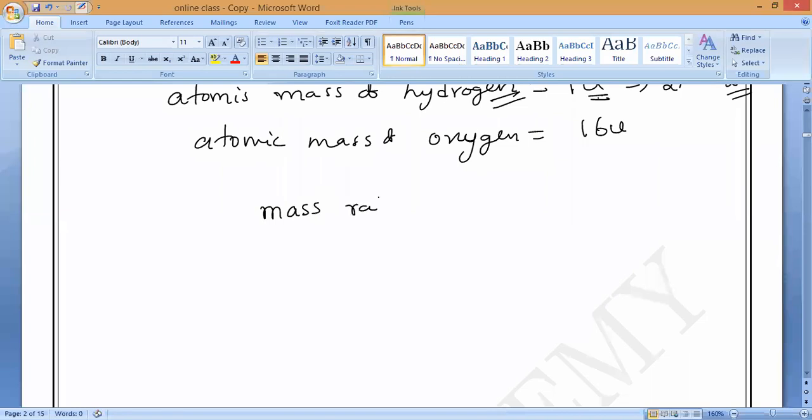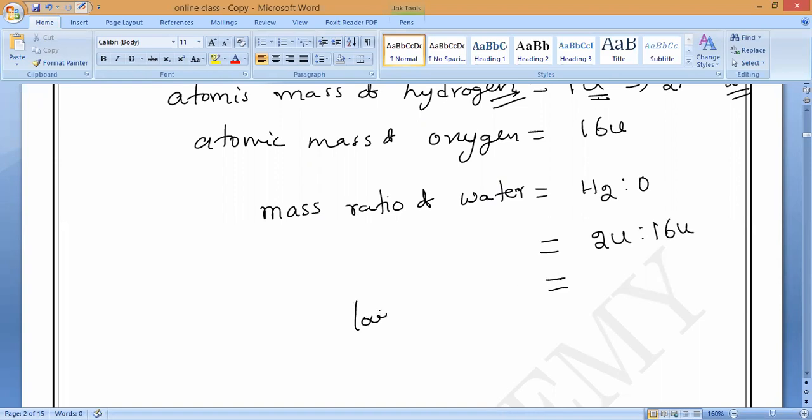Mass ratio of water, which is equal to H2 is to O, which is equal to how much? 2u is to 16u. Both are even numbers. Always we have to write it in the lowest fraction. Can you say both are the same numbers?